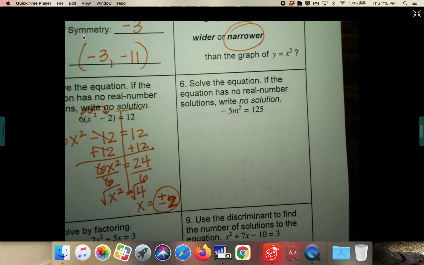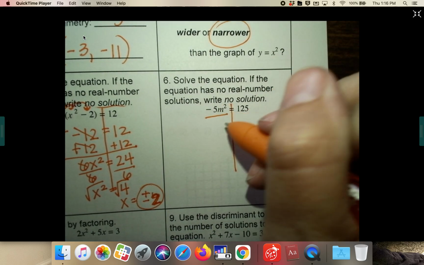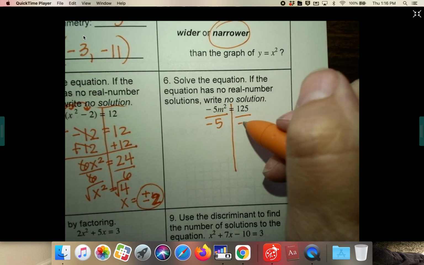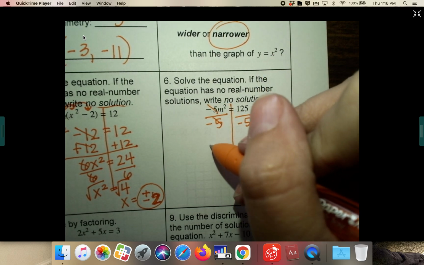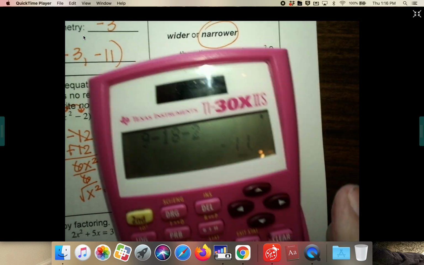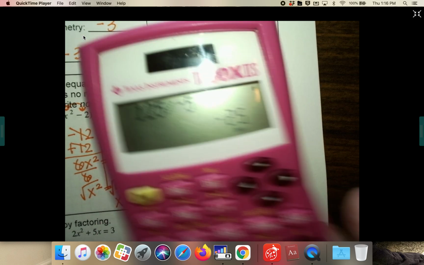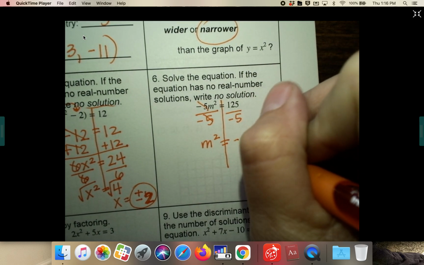Okay. Number 6, let's solve this one. Divide both sides by negative 5. X squared equals 125 divided by negative 5. Negative 25. Okay, let's stop right there.